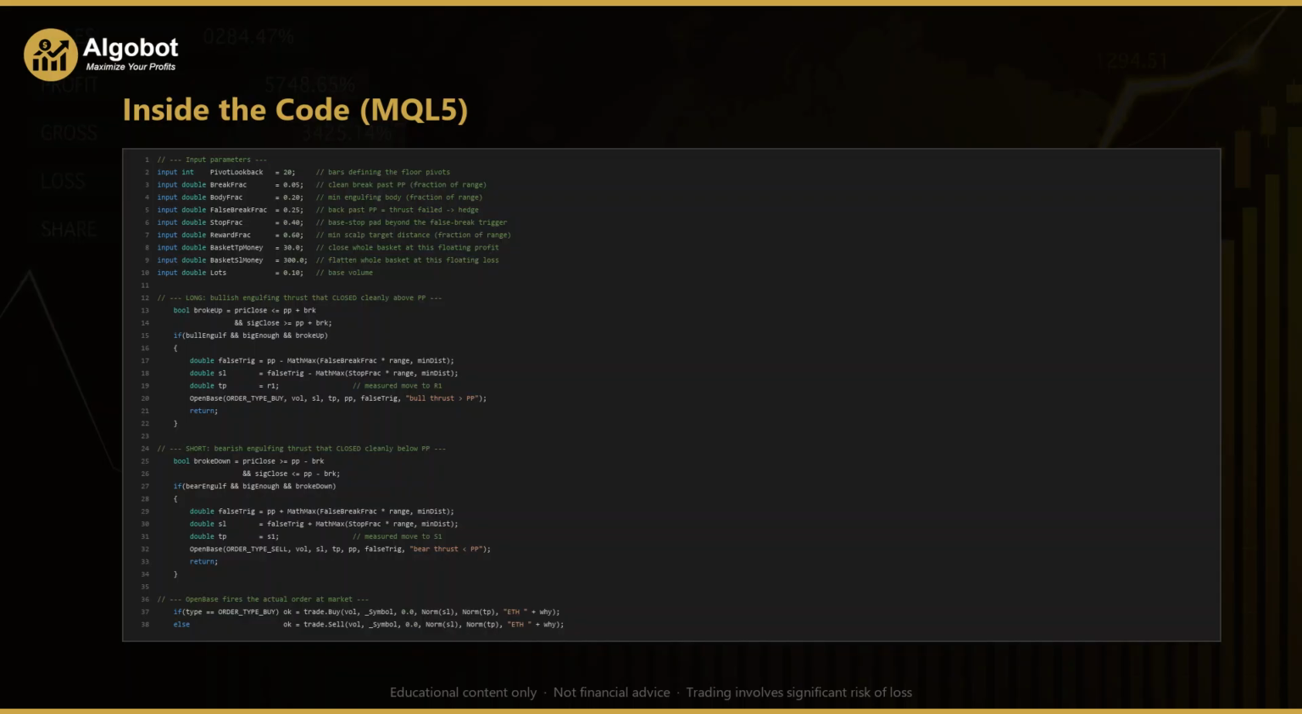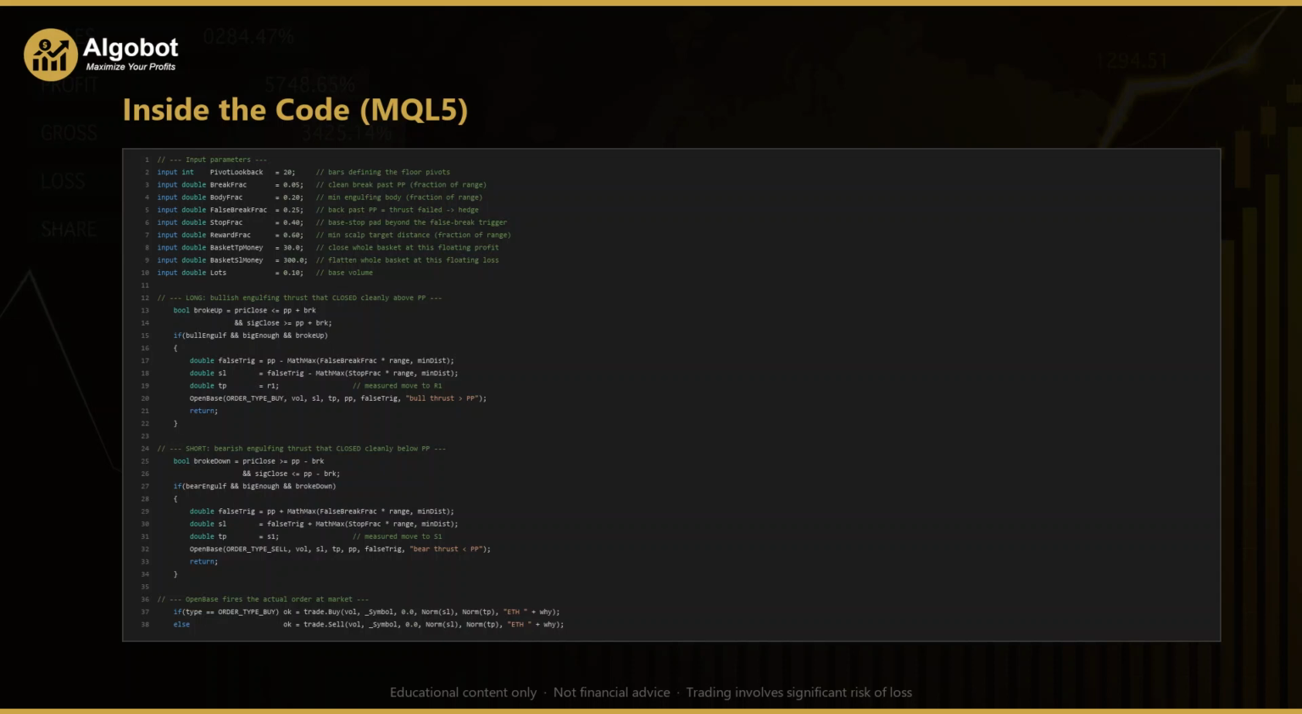Now look at the long block. The Boolean broke-up checks two things together. The prior bar sat at or under the pivot plus the break buffer, and the signal bar closed at or above the pivot plus that buffer. When that is true, and the bar is a bullish engulfing candle with a body big enough, the code computes the false break level below the pivot, places the stop a pad beyond it, sets the take profit to the upper pivot R1, and calls OpenBase with order type buy.